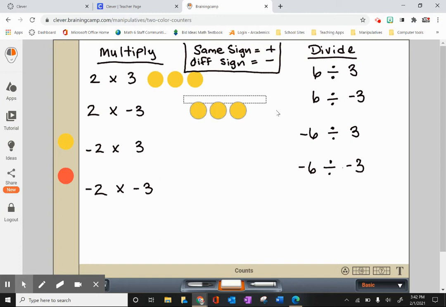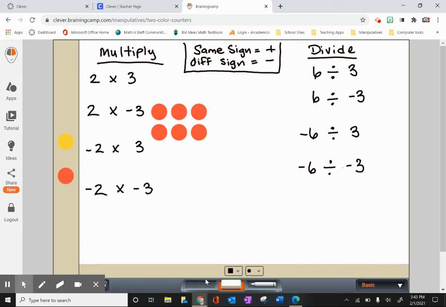If I wanted to show two groups of negative 3, I could show one group of negative 3. So this is saying 2 times negative 3, two groups of negative 3. So there's one group of negative 3. Here is the second group of negative 3. And there is a total of negative 6. So a positive times a negative here gave us negative 6, a negative answer here.